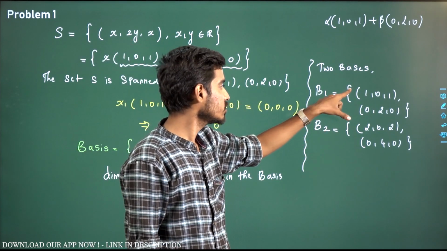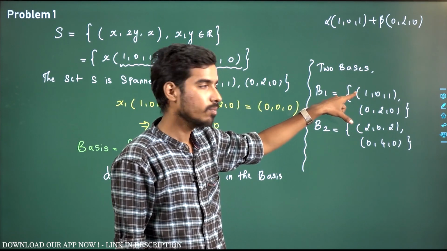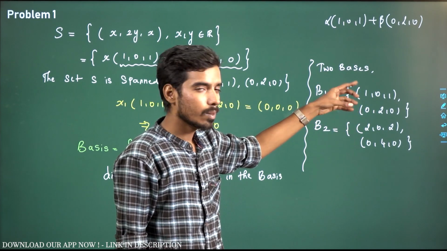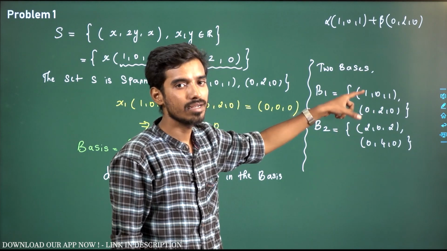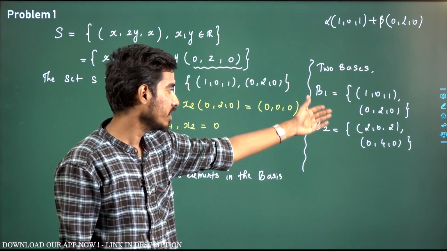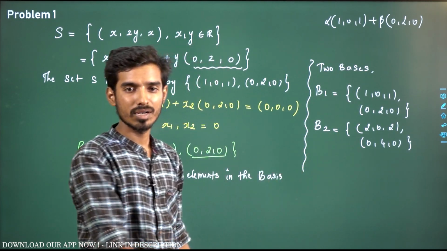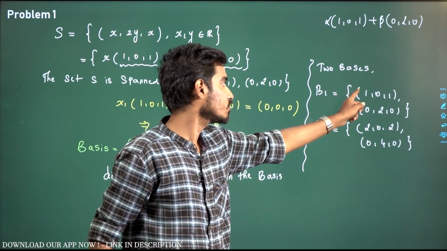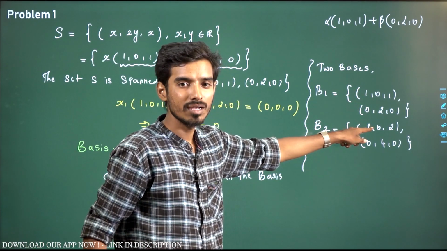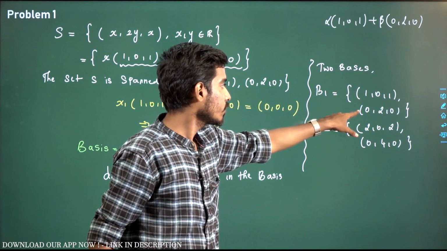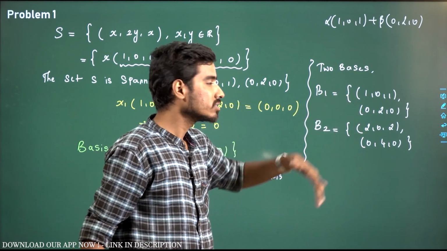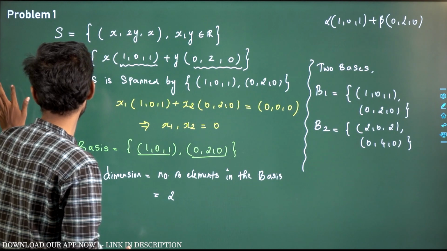You just multiply with a suitable scalar, and that will form a basis. You can find an infinite number of bases. Another basis is you just multiply 2 here and 2 here. If you want, you can multiply 2 here and 3 here, whatever you want, that will be a basis, right? So we are done with the problem.